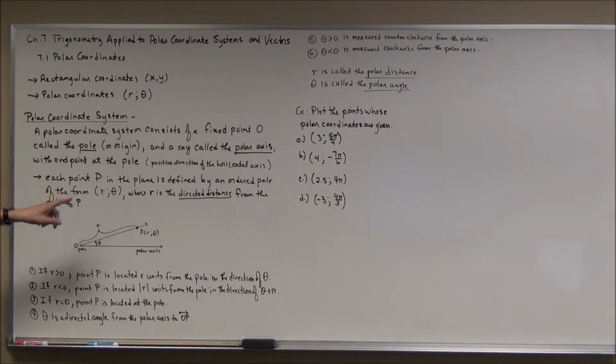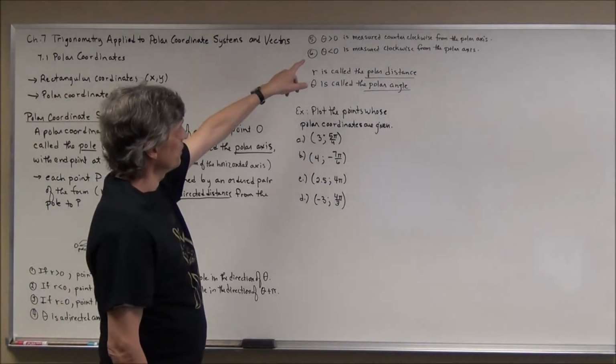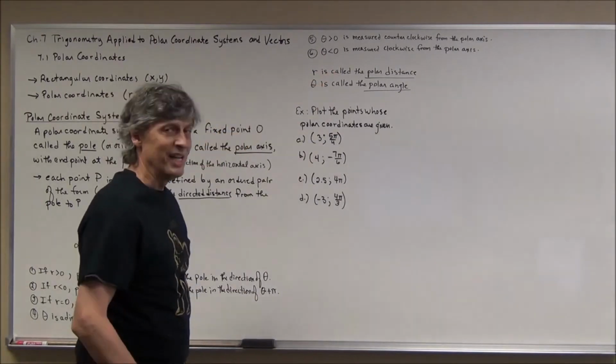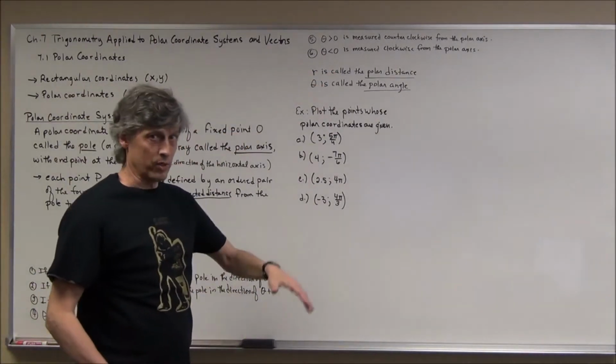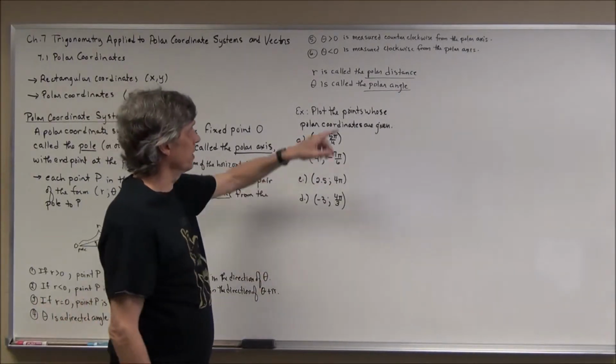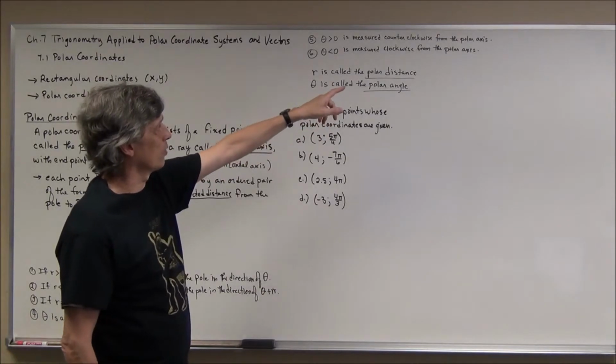Now, theta is also a directed angle. We have a directed distance, and we have theta being a directed angle from the polar axis to the line OP that contains the point and contains the pole. If theta is positive, greater than 0, we measure it counterclockwise, kind of like we did when we were talking about angles in standard position. Counterclockwise was positive, clockwise was negative. If theta is less than 0, then we measure clockwise from the polar axis.